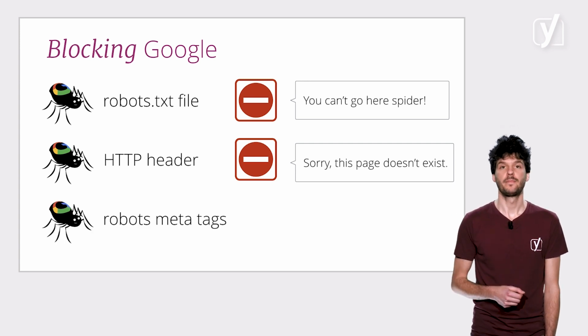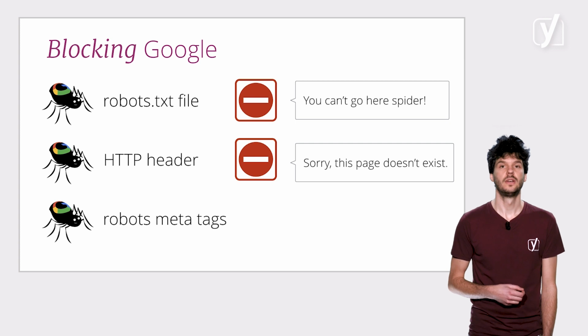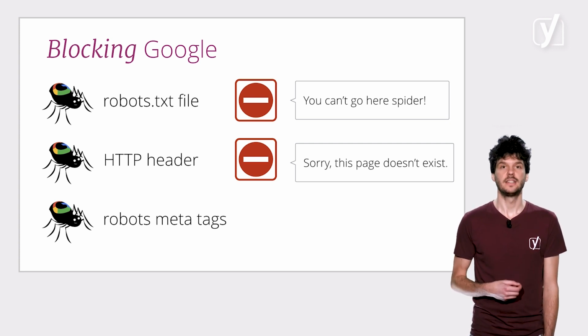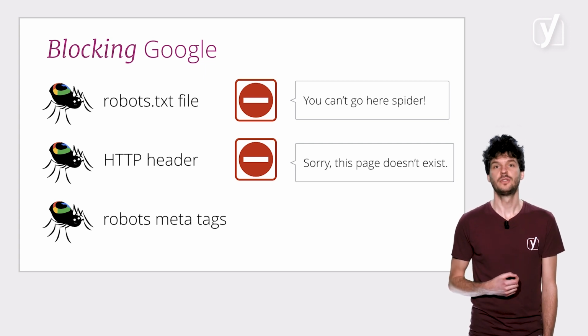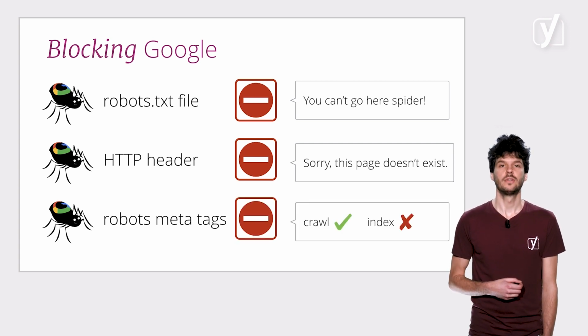The third method. You can use robots meta tags to block Google from indexing that page. Robots meta tags are short pieces of code which tell Google what it can and can't do. We won't go into the details, but let's explore the options. There are several robot meta tag values. To prevent Google from adding that page to its index, you can use the noIndex value. Google will crawl that page, but won't add it to its index.